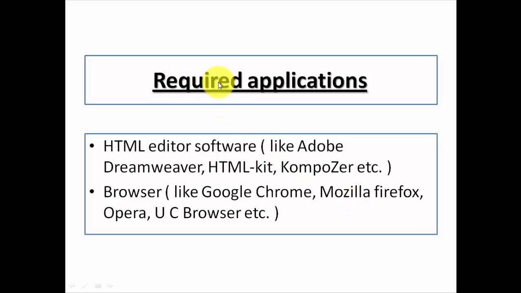The things which are basically required for this work, we need these applications like HTML editor software and browser. In HTML editor software you can use Adobe Dreamweaver or HTML kit, composer, like this. And in browser you can use any kind of browser like Google Chrome, Mozilla Firefox, Opera, UC browser, like these kinds of browser you can use for checking your work as an output. Okay, now let's start the work.